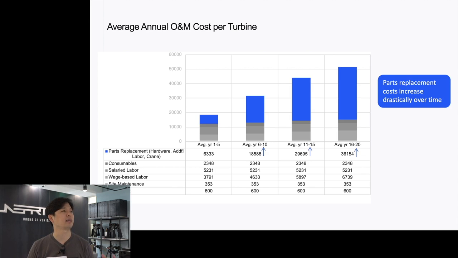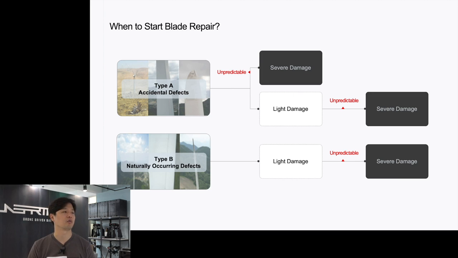And when comparing parts replacement costs over the entire turbine life, the 16 to 20 years turbine's consumable cost is significantly higher than the 0 to 5 year turbines. While the turbine deteriorates over time, the cost of part repair each year jumps severely. Thus, to prevent and predict the growth of defects would be a crucial part in preventing high O&M costs on repair. Then, what would be our ultimate task?